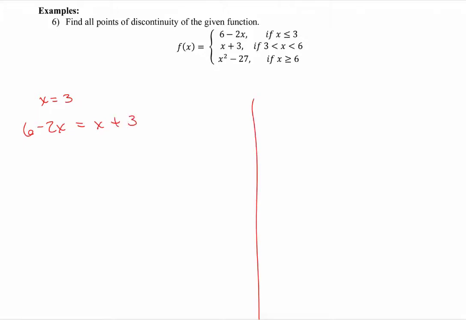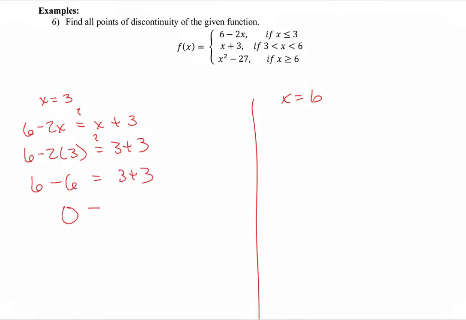I'm going to divide my paper in half so that I can work on x equals 6 over here. So 6 minus 2 times 3, we want it to be equal to 3 plus 3. So 6 minus 6 has to equal 3 plus 3. So 0 does not equal 6. So we are discontinuous at x equals 3. Now we're going to check at x equals 6.